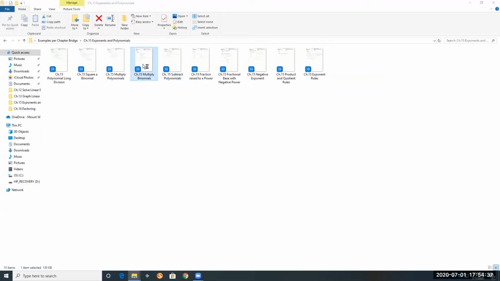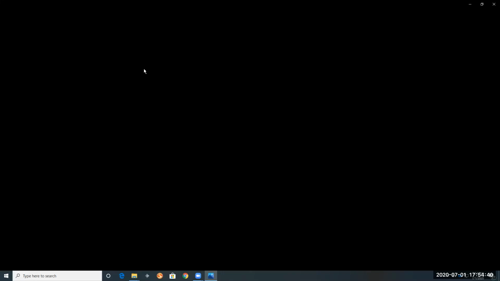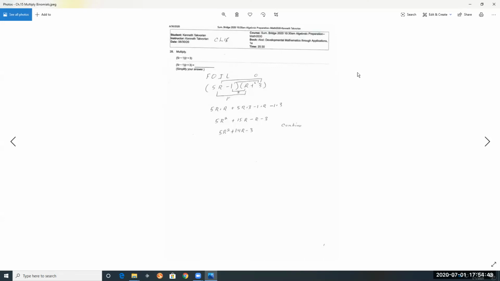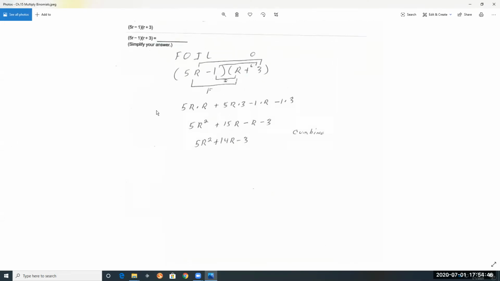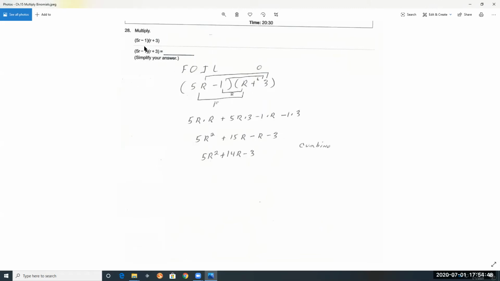Okay, let's multiply some binomials. Here we have the situation where we have two binomials. And the process that I'm going to use is called FOIL, first, outer, inner, last. So let's multiply the first terms together, which is 5r times r, the outside terms together, which is 5r times 3, the inside pair of terms together, which is minus 1 times r, and the last terms minus 1 times plus 3, which is all written below.